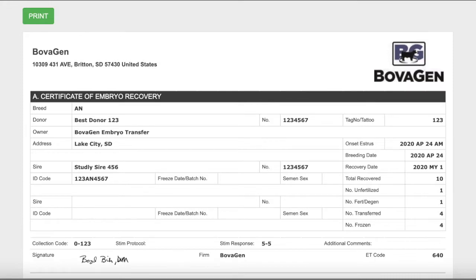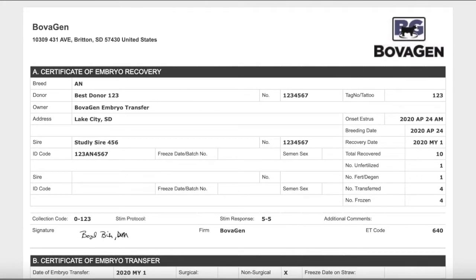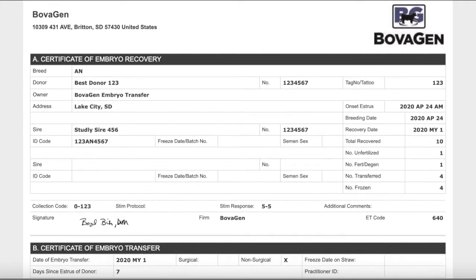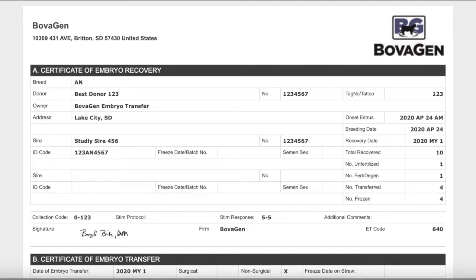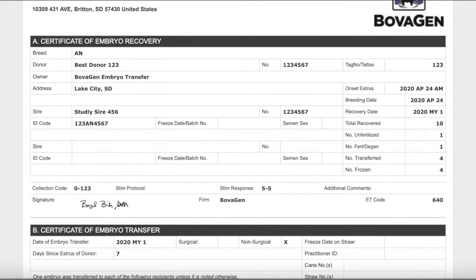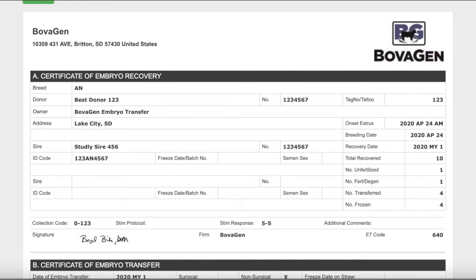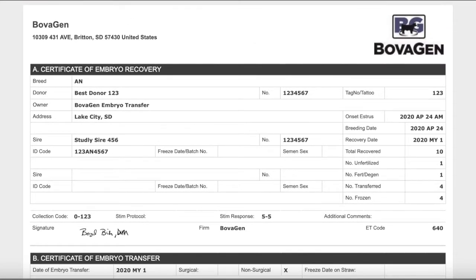Okay, let's take a look here at the ABC form. This is what you get anytime you've done any flushing, IVF, transferring, freezing, all of the above. You will get a form like this from us or from any embryo transfer company that you work from, or even if you just purchase embryos and have never done embryo work yourself. So let's start with part A here.